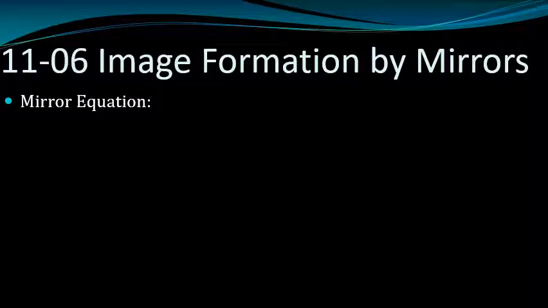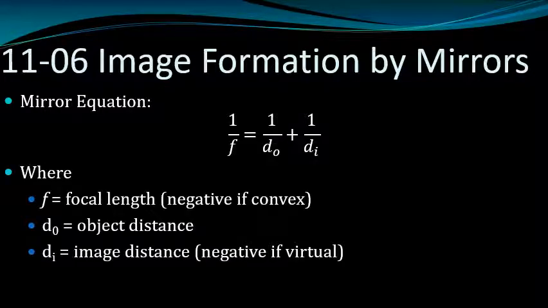Conveniently, there is an equation, so you don't have to draw pictures all the time. 1 over F equals 1 over DO plus 1 over DI. Wait a minute. That's the same as the thin lens equation. F is the focal length. It'll be negative if it's a convex mirror. DO is the object distance. DI is the image distance. It'll be negative if it is virtual.